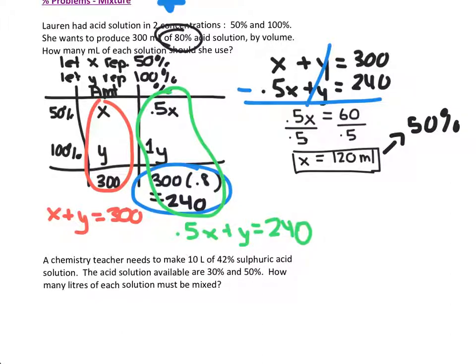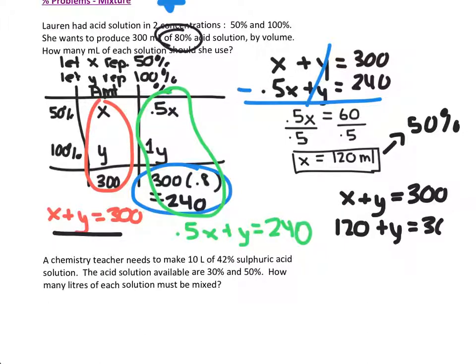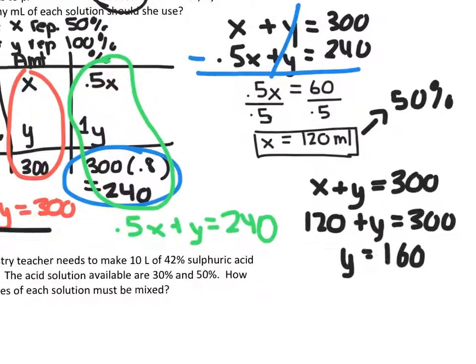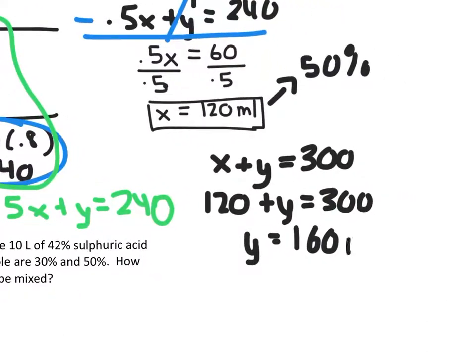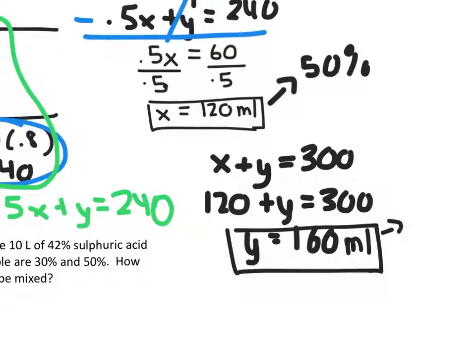Now, to solve for y, all I would do is take my other equation, x plus y equals 300, and I plug in my x value, which I found, which was 120. And now I would just isolate for y. So 300 minus 120 gives you 180. So then we found out that y equals 180 milliliters, and that's at the percentage of 100%.